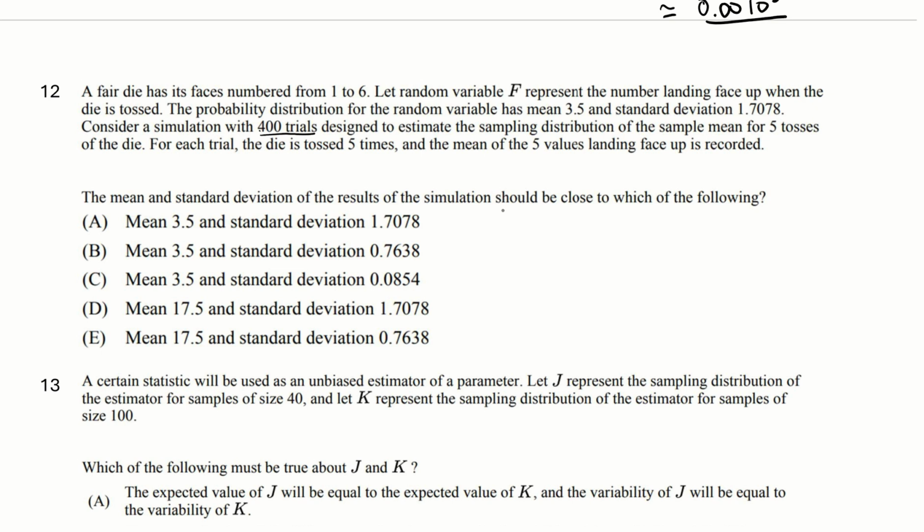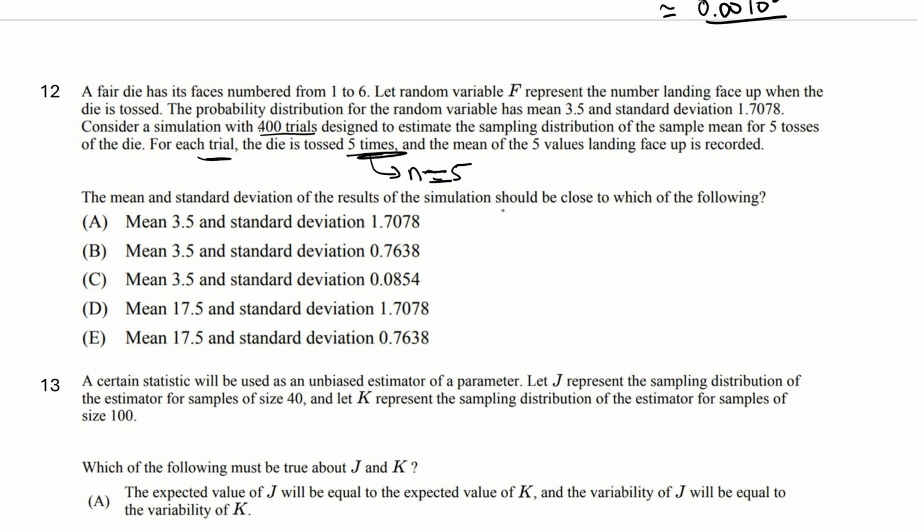The sample size, it says for each trial, the die is tossed 5 times. That is your sample size, okay? Because you're collecting a sample of 5 numbers, and from those 5 numbers, then you're finding the mean of them. And then you're repeating this 400 times, right? So that's your sample size. This is what messes up students all the time.